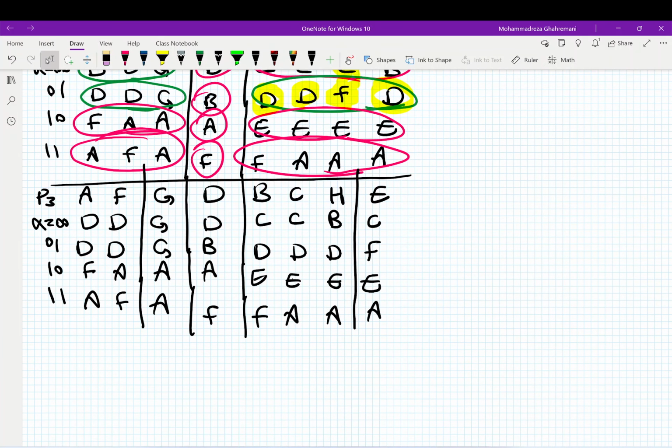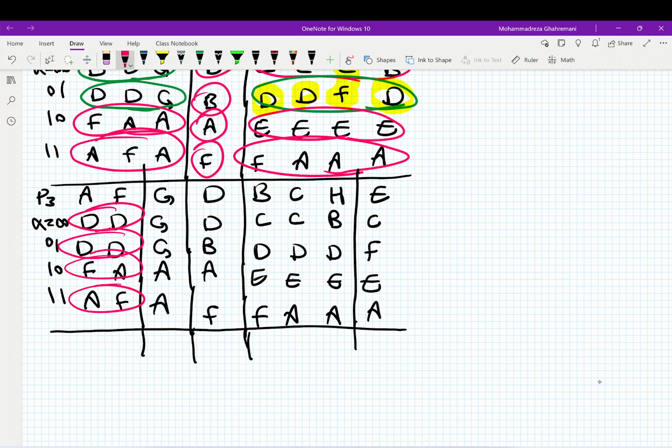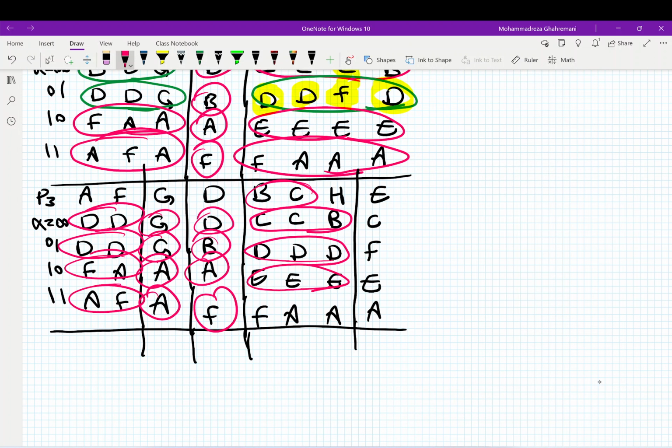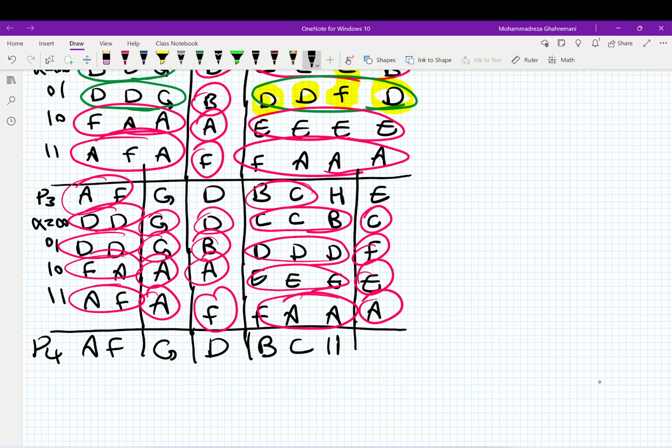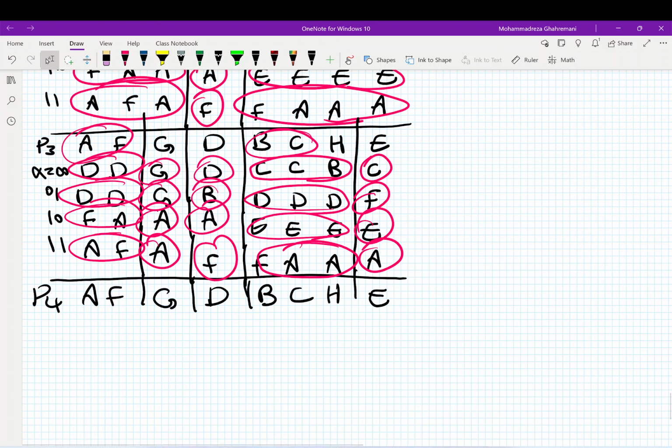Now, we again examine all states in each block. DD, single block, DD, single block, AF, FA, AF. Of course, these are single block, all of these. CB is a single block, DDD, EEE, FA is in a single block, and this one. So no more partitioning. So P4 will be equal to AF, GD, BCHE, and we see that here P4 is equal to P3.